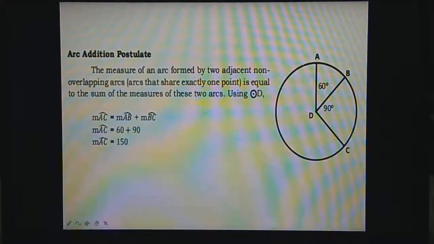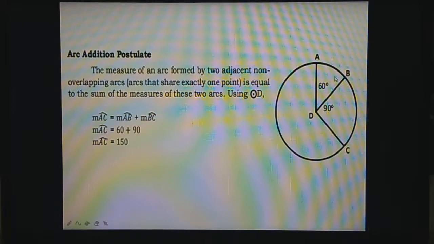So, doon natin in-apply yung arc addition postulate. Substitution: the measure of arc AB, so we have 60, plus the measure of arc BC equals 90, gives us 150. Therefore, the measure of arc AC is equal to 150 degrees. So, this is the minor arc AC. Now, if you're going to find the measure of arc AC on the other side of the circle, itong major arc na ito, itong kanina ko in-emphasize.